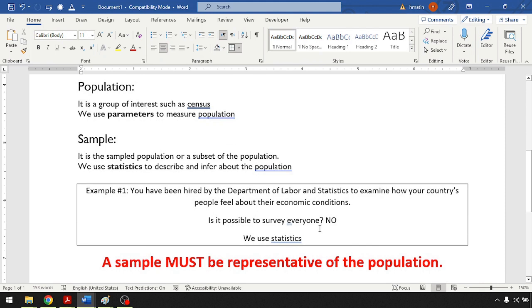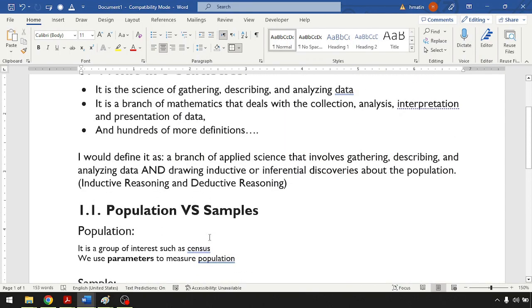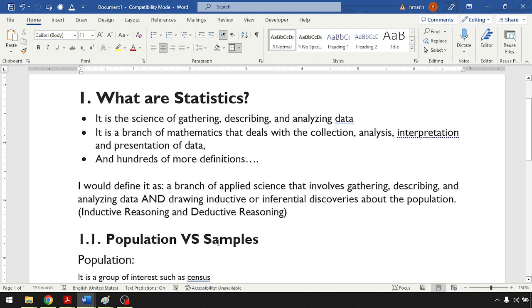This is why it's very important that we make sure that the sample we take from the population is representative of the population. How we make sure that they're representative of the population is something I'll explain in my other videos. I hope the introduction of statistics and the relationship between population and samples, as well as inductive reasoning and deductive reasoning, were helpful. Thank you.